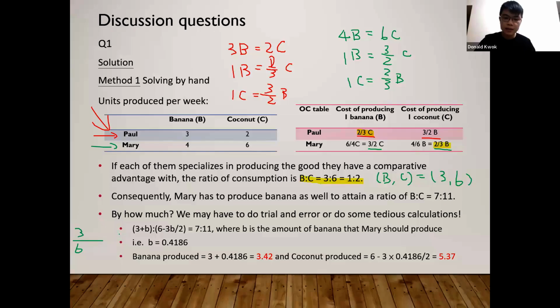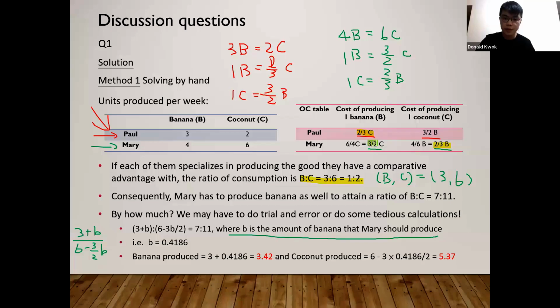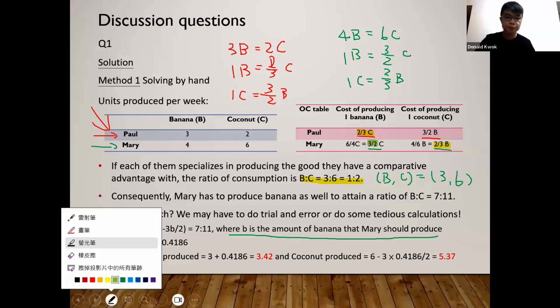And here we let B be the amount of banana that Mary should produce. Okay, then in total, they will have 3 plus B units of banana. How about coconut? It will be reduced by a certain number, which is 3/2 times B. So 3/2 actually comes from here. Let me highlight a number for you. 3/2 actually comes from here, the opportunity cost of producing 1 unit of banana for Mary.